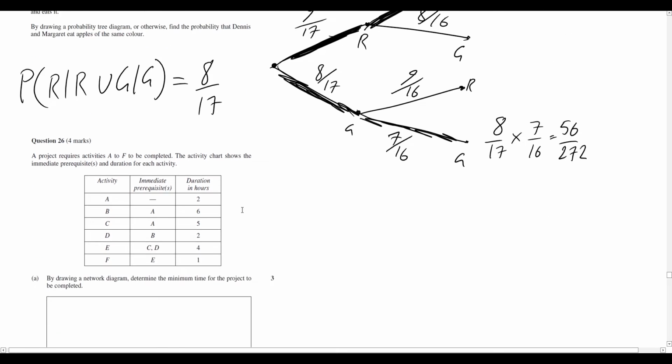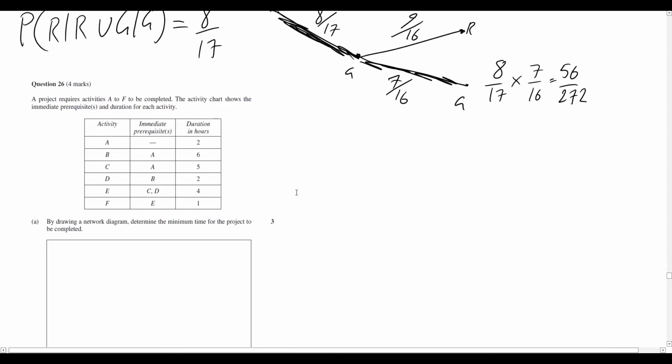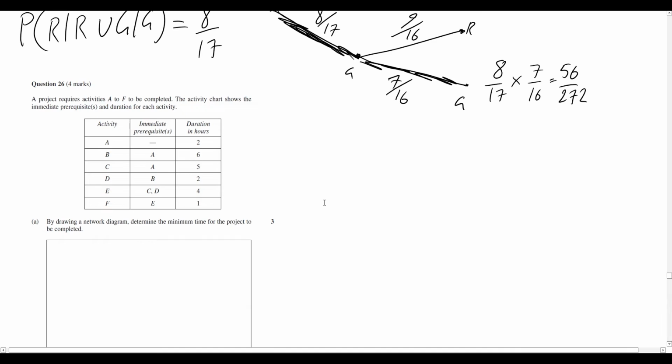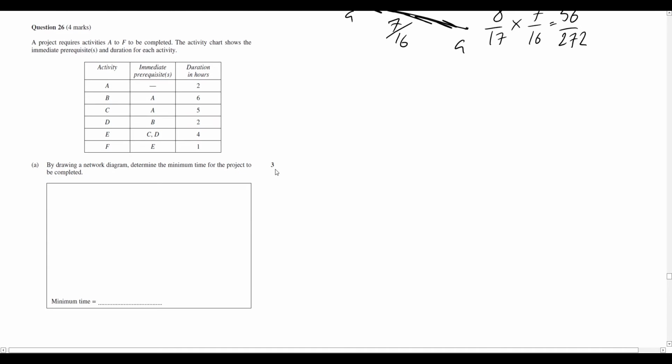Okay, question 26. A project requires activities A to F to be completed. The activity chart shows the immediate prerequisites and duration for each activity. Part A is asking us, by drawing a network diagram, to determine the minimum time for this project to be completed. So let's have a quick look. We have activities A, B, C, D, E, F. We can see their immediate prerequisites and how long each of them takes.